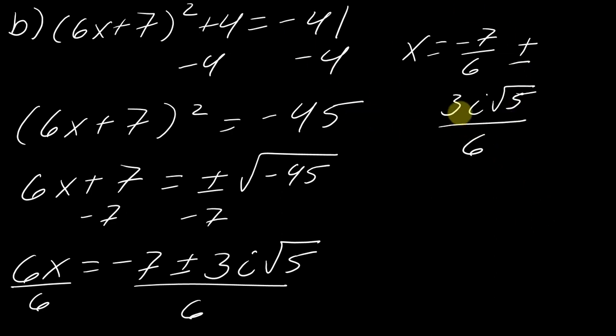You'll notice the 3 and the 6 can actually cancel out. So I'm just going to erase and write this out again as i times the square root of 5 over 2. So you can't actually simplify that. Okay, so that's the idea of the square root property.